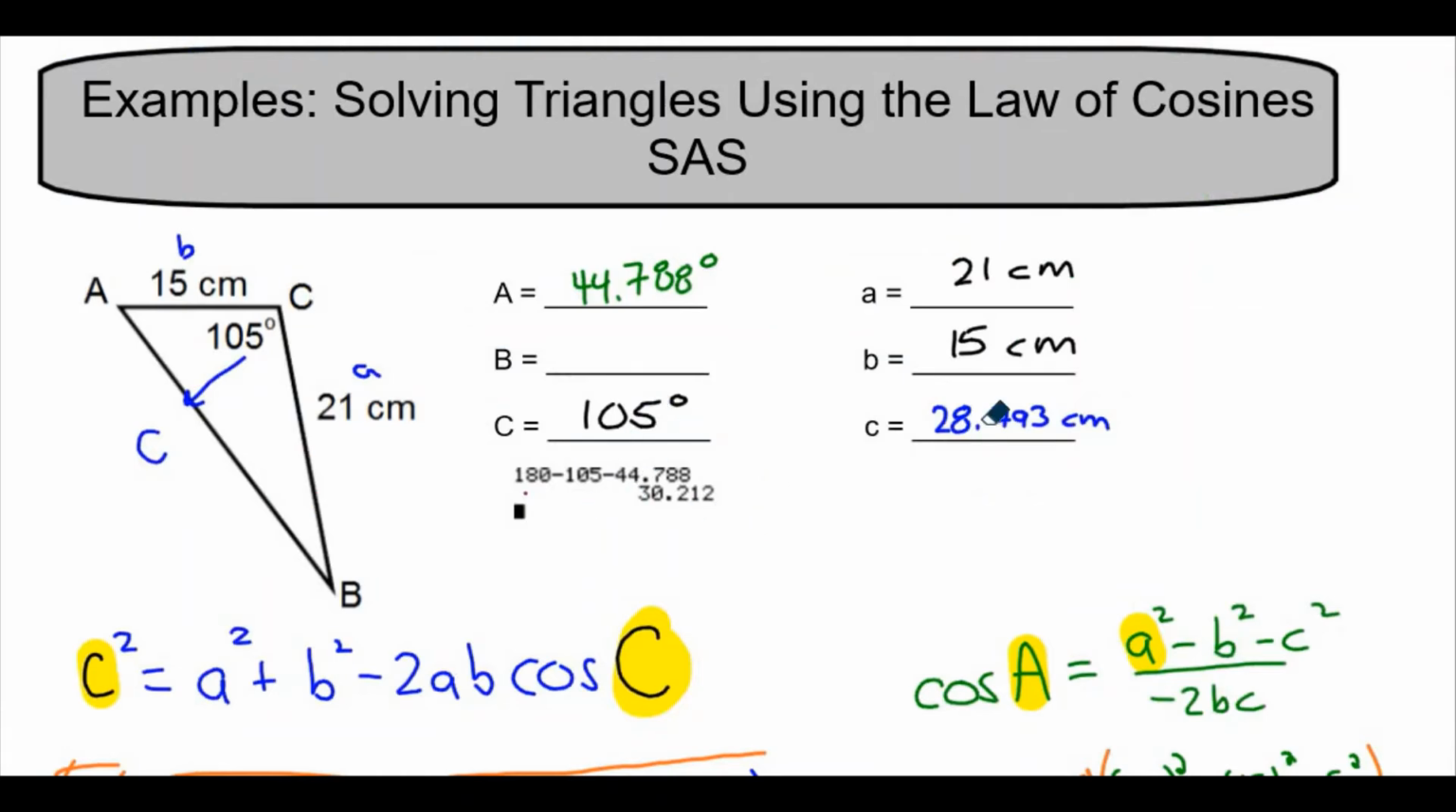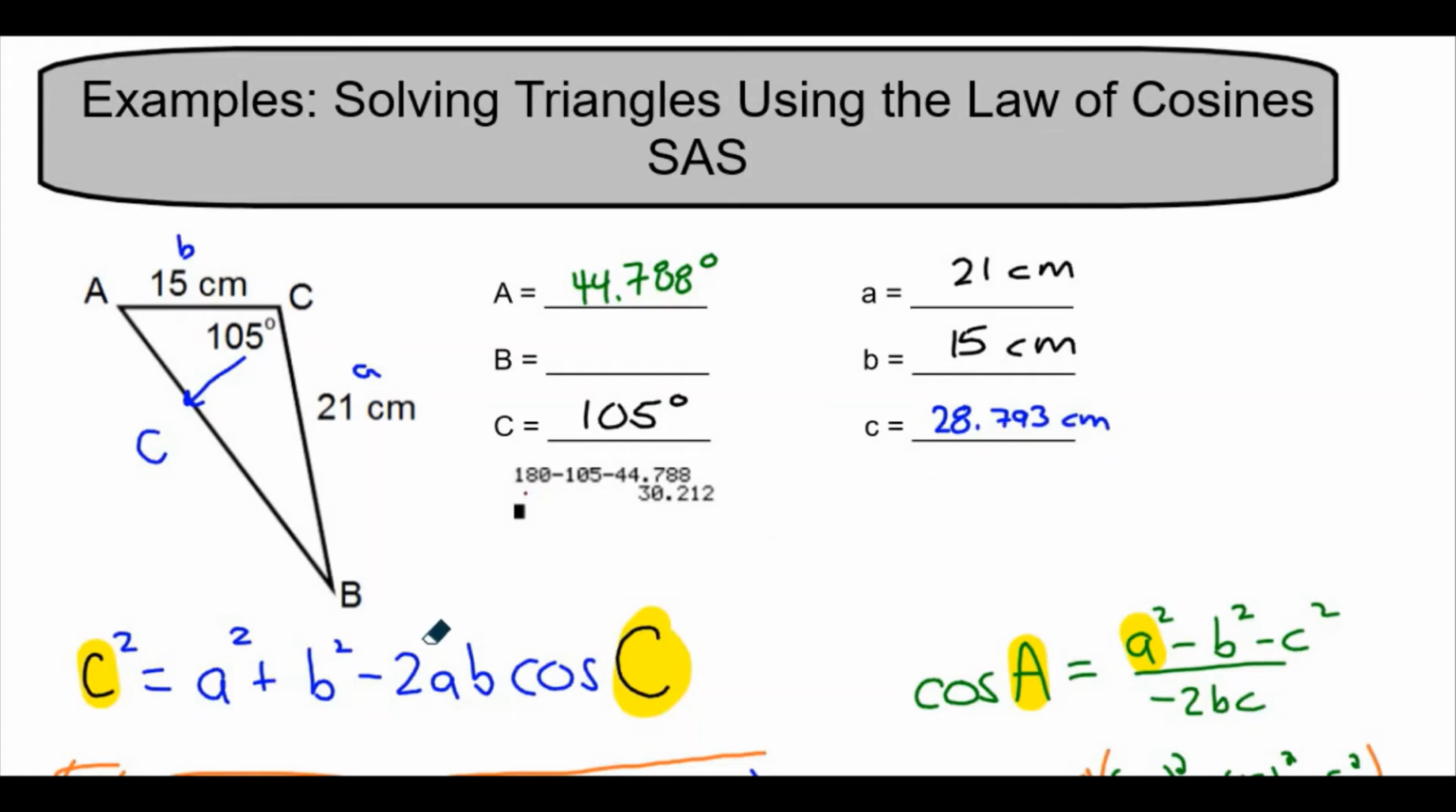So when organizing this information, you come back up to the top. You always write down what you're given. You could have done this first, but I wanted to focus on the equations. So I was given C is 105 degrees. I was given that A was 21 centimeters and B was 15 centimeters. Make sure you include your units.